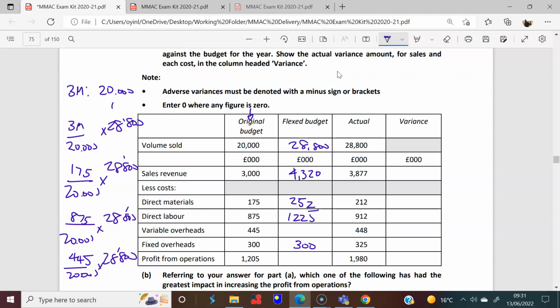Let's just do that again. 445,000 divided by 20,000 times 28,800. You have 640.8. I have an irregular number. Maybe I'm wrong here. It's a bit of a strange one. Let me just look at that again. Yeah, it's come out odd. All the other numbers just seem so regular.